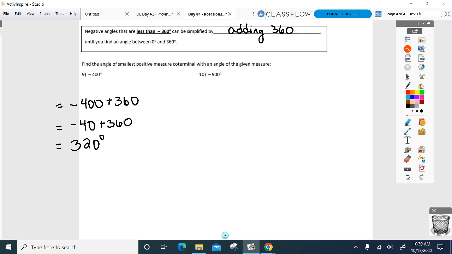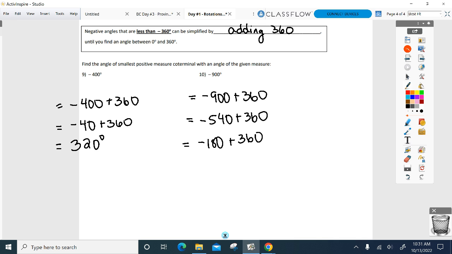And the same thing with negative 900. You're going to have to go to work on that, huh? Oh boy, what's that? Negative 540? Yeah. Got to keep going, right? Keep grinding. And that's negative 180? Yep. So I end up with 180 as the smallest positive one.